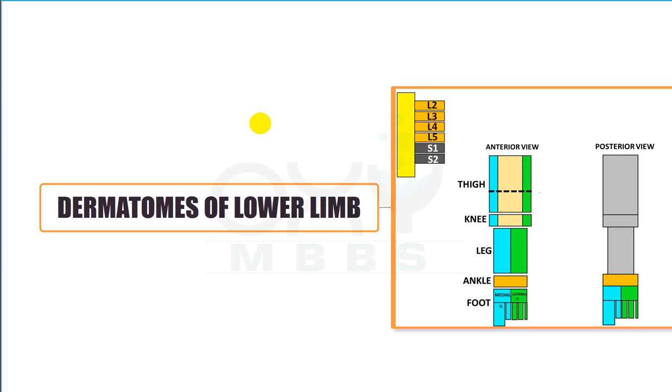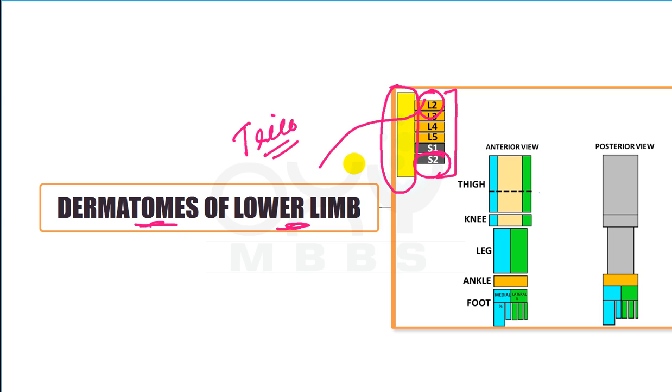Hi friends, in this video I will tell you a very simple trick with the help of which you can easily remember the dermatomes of the lower limb. So this is our spinal cord and these are the spinal nerves from the L2 to S2 segments, because these are the main nerves which supply the skin of the lower limb.